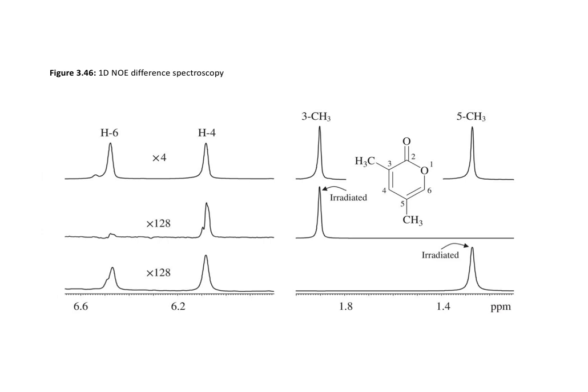This example from Chapter 3 shows how we can use NOE difference spectroscopy to assign all of the proton resonances in this dimethyl substituted pyrone. The top spectrum is the proton NMR. The second spectrum arises from selectively irradiating the peak at 1.9 parts per million, which leads to an enhancement of only one of the other protons in the spectrum.